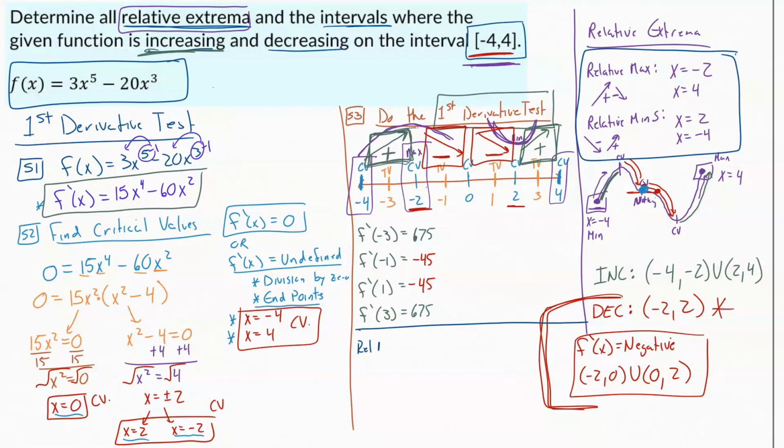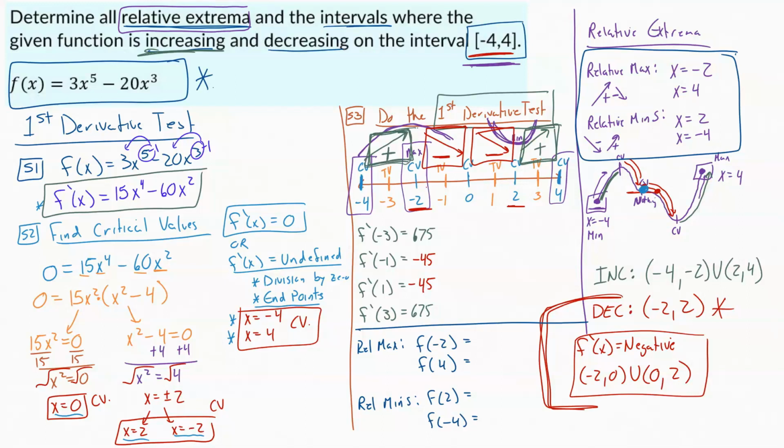So we would need to do a relative max, and we would say f of -2, and f of 4, and then we would have relative mins at f of 2 and at f of negative 4. And so you would plug those again back into your original function because that's where the maxes and mins are happening. So on f of negative 2, we would get out a positive 64. On f of 4, plugging that into the original equation, you'd end up with 1792. Plugging in 2 to the original equation, you would get negative 64. And plugging in negative 4 to the equation, you'd get negative 1792.